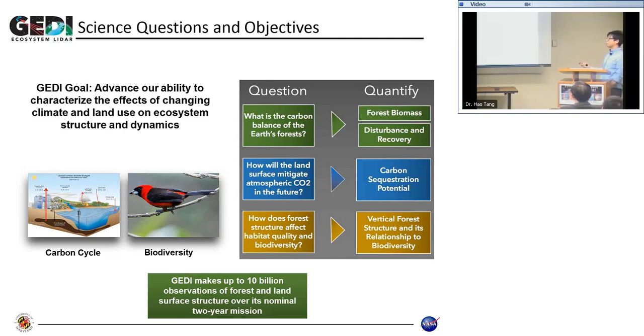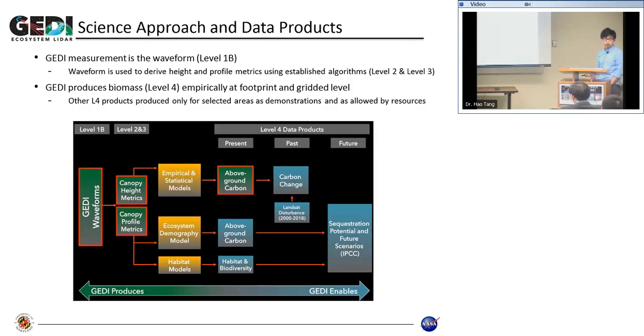And we need the vertical information to help us quantify the relationship between biodiversity and forest structure as well. In total, GEDI will probably make more than 10 billion shots over the forest and land areas. And it's supposed to run for a nominal 2-year operation.